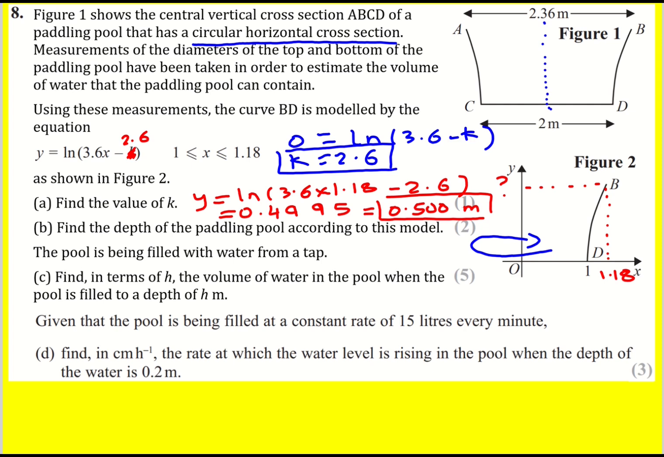Okay, the pool is being filled with water from a tap. So it's coming in, it's filling up. And we're asked to find, in terms of h, the volume of water in the pool when the pool is filled to a depth of h. Okay, nice. So we're not looking to integrate up to the very top. We're going to be integrating along the y-axis from 0 to h.